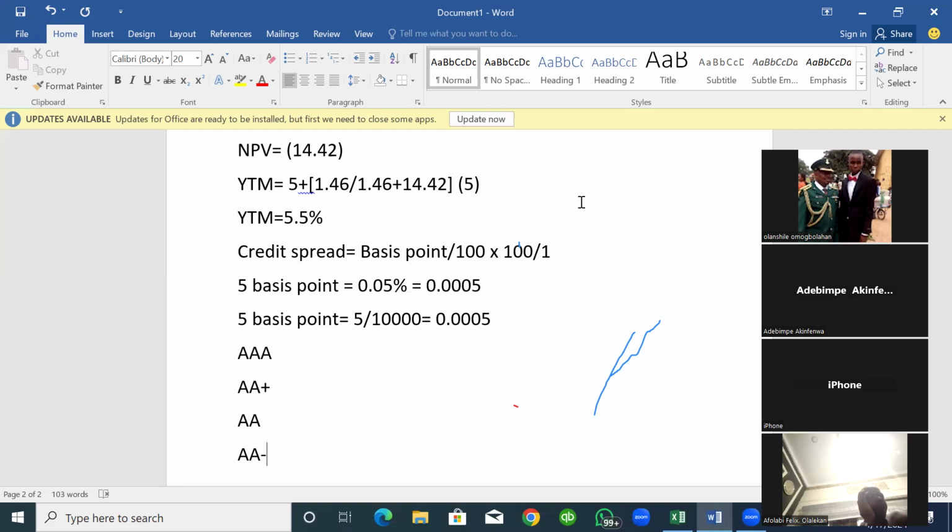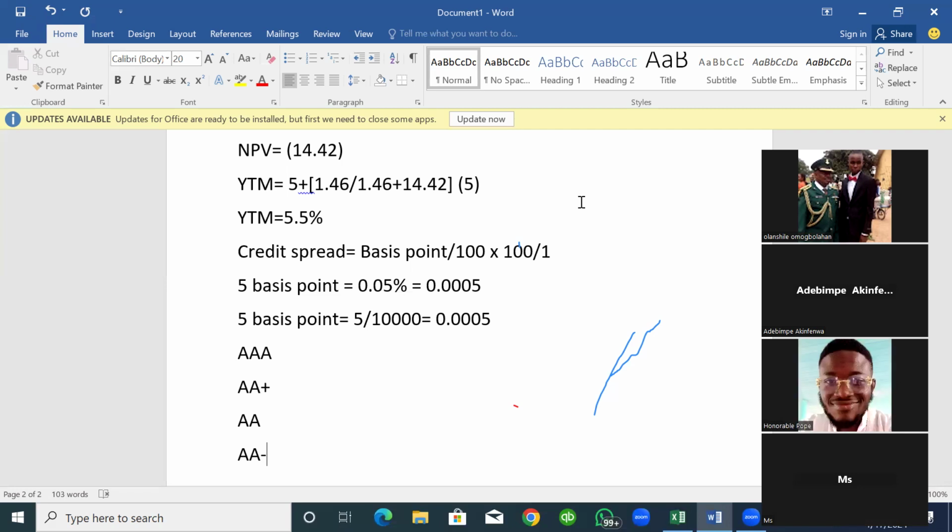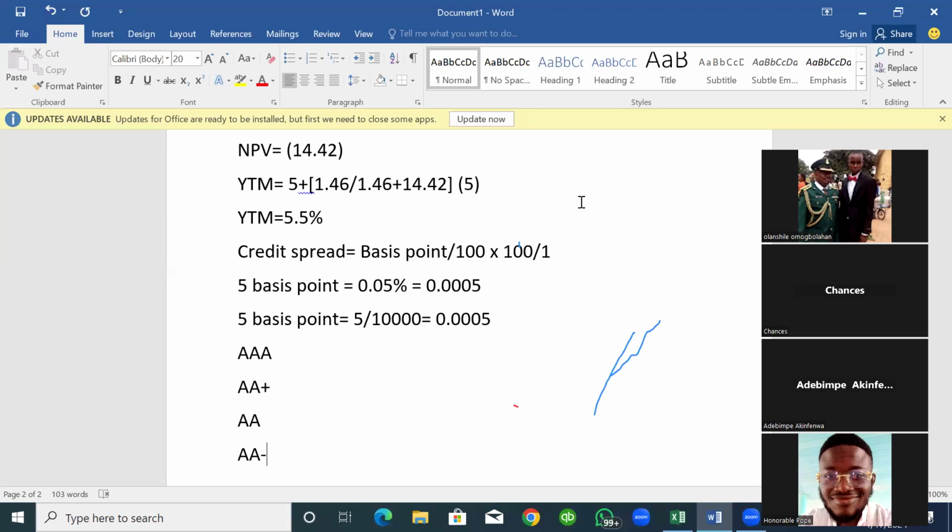People have gone to sleep. It is the difference between the actual cost of borrowing and the risk-free rate of return. Sorry, I'm trying to close this question. Where is the question? Okay, I found the question.